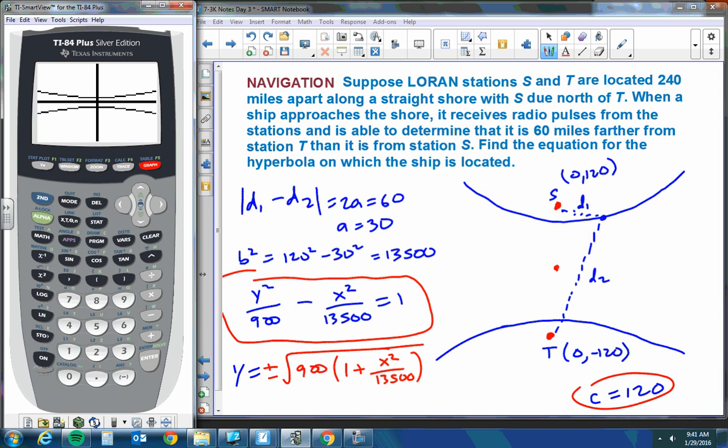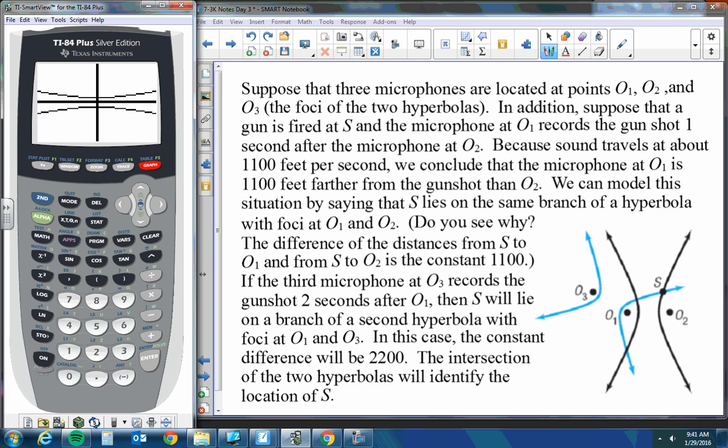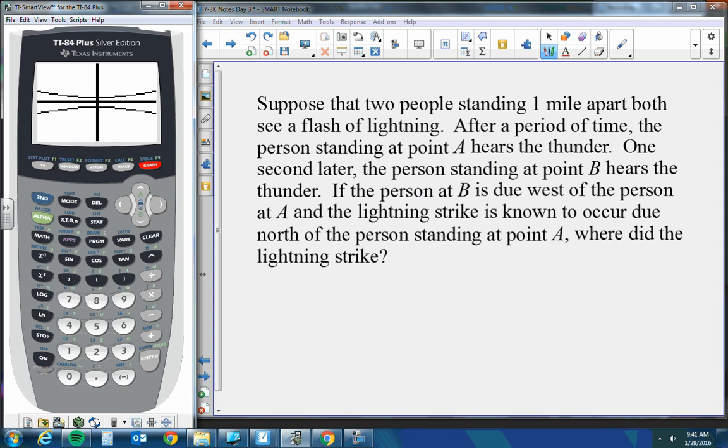All right. By the way, this last example with microphones is just an example that involves hyperbolas. There really is not enough information to solve anything on that one. We're not going to do it because it's not even doable. We are going to do this one. Read the lightning problem.